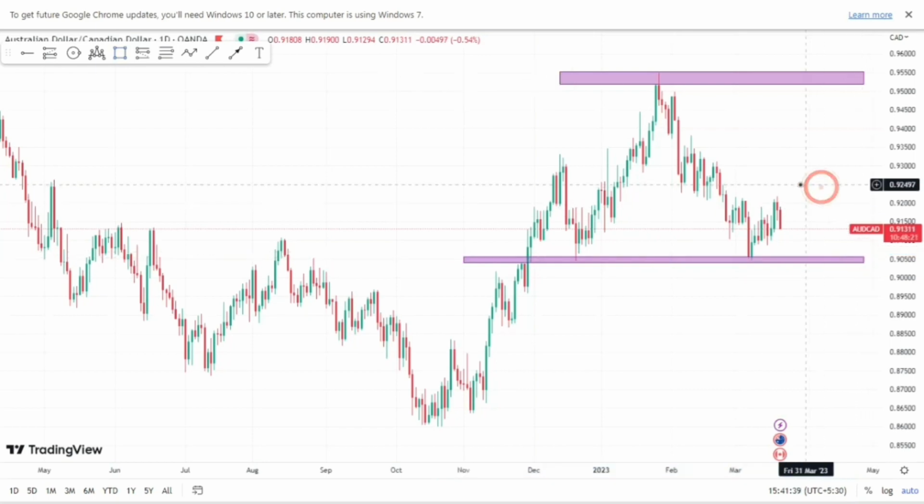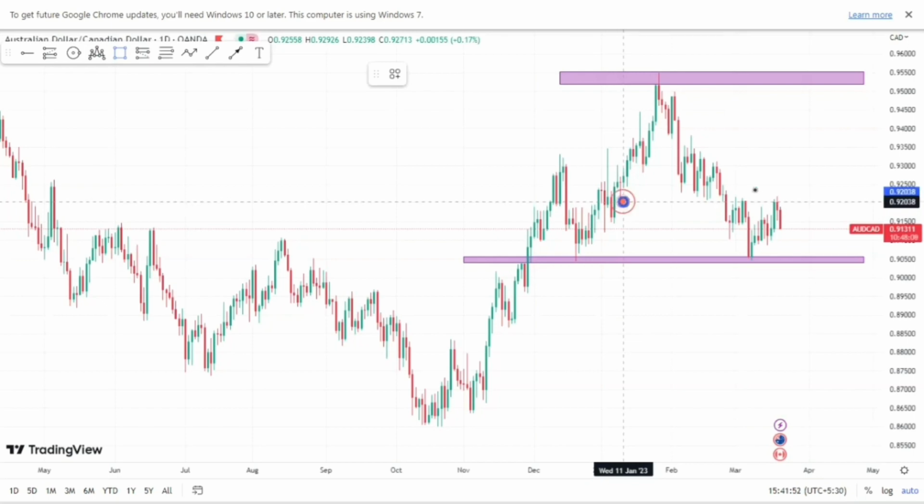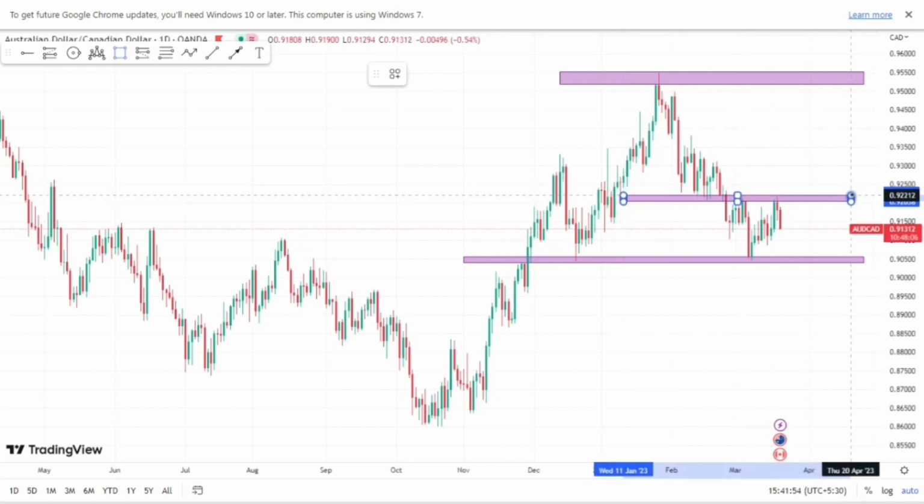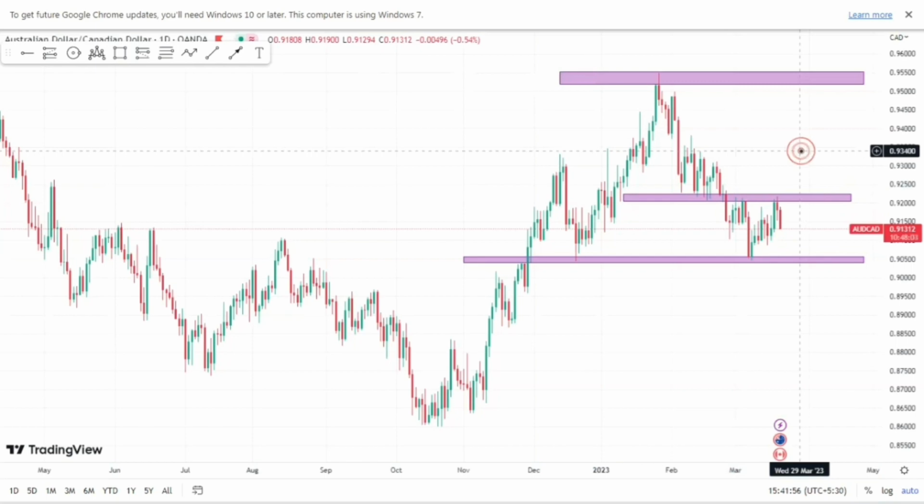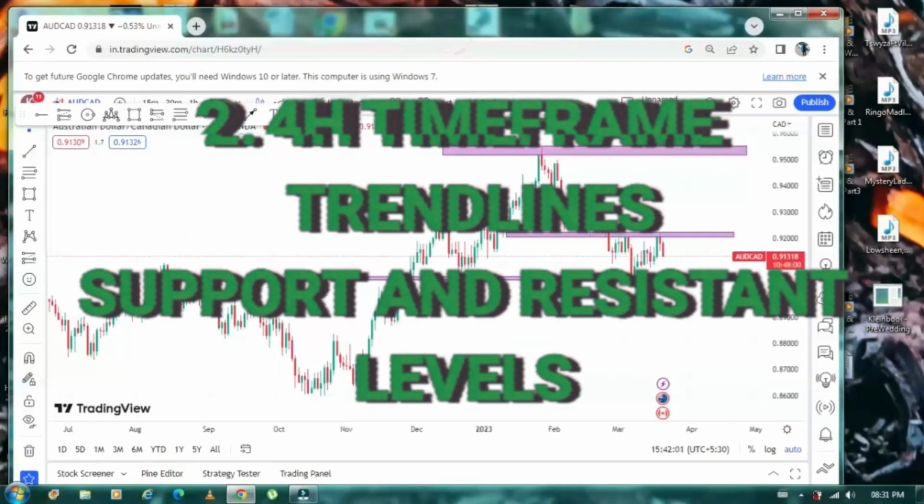Let's see, small area, but leave it. Let me spot out another one. Okay, now we switch to a lower time frame.